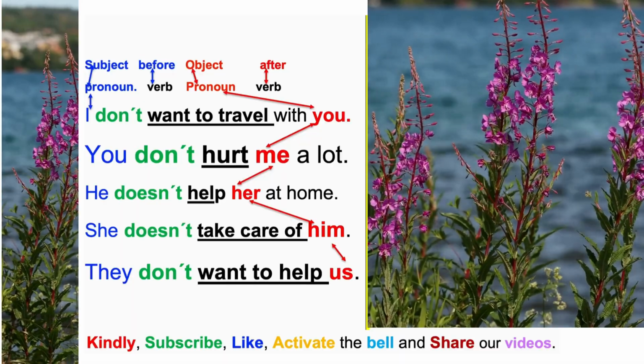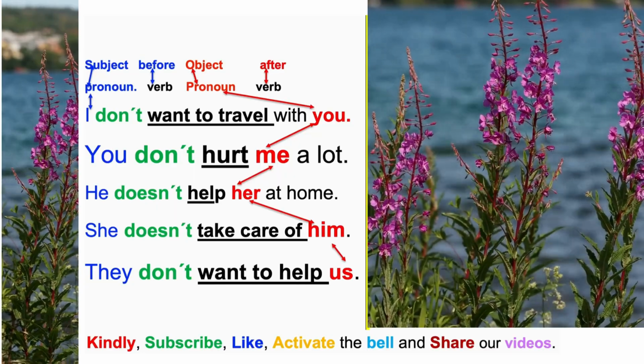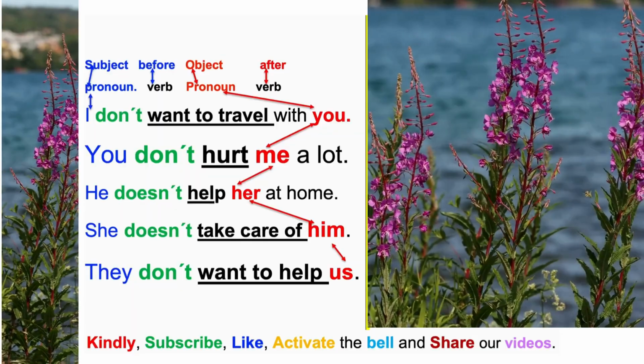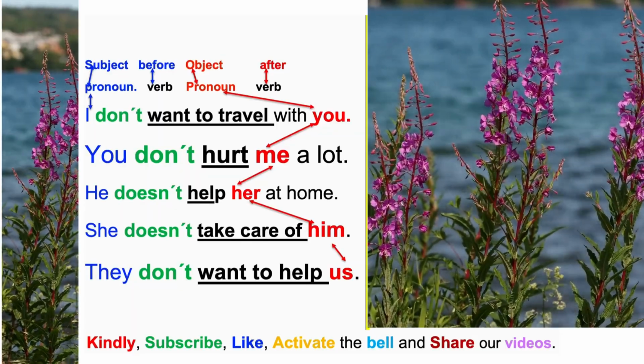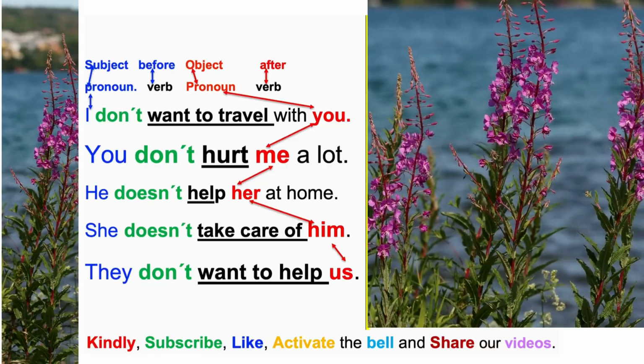Let's repeat after me. I don't want to travel with you. You don't hurt me a lot. He doesn't help her at home. She doesn't take care of him. They don't want to help us. Let's continue.